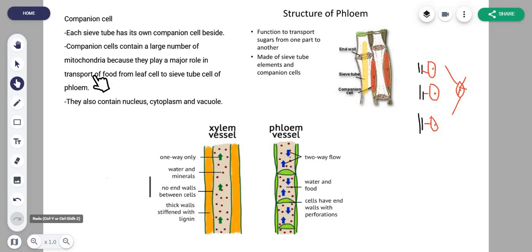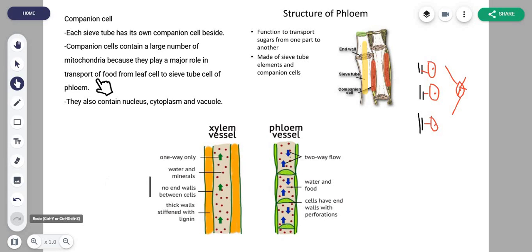Companion cells contain a large number of mitochondria because they play a major role in transport of food from the leaf to the sieve tube cell of the phloem. Now this is where it gets a bit more complicated. Your companion cells contain a lot of mitochondria. Mitochondria are organelles found in both animal cells and plant cells, and this is the organelle in which respiration occurs, which produces energy, and that energy is needed to make the important life activities occur. So why does your companion cell need so much energy?